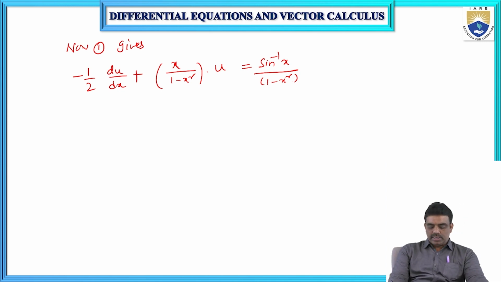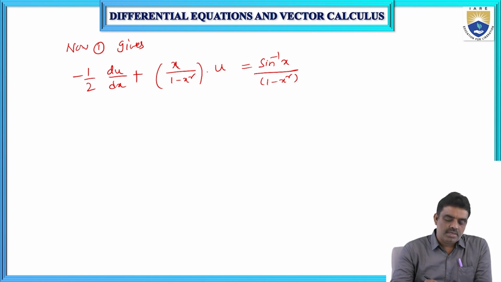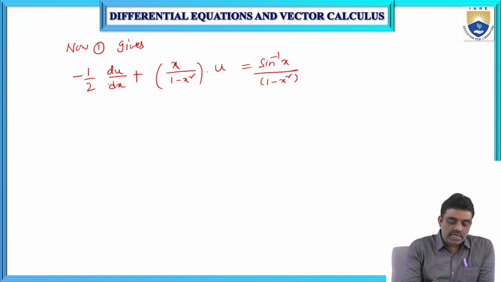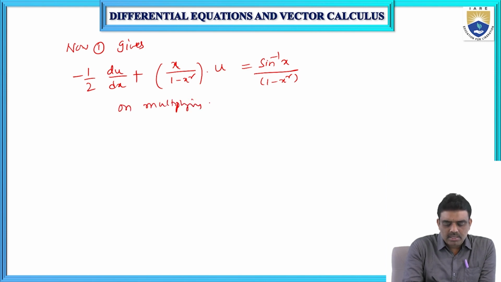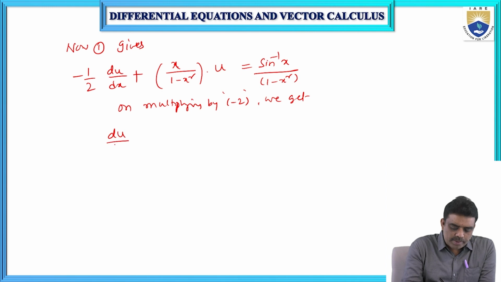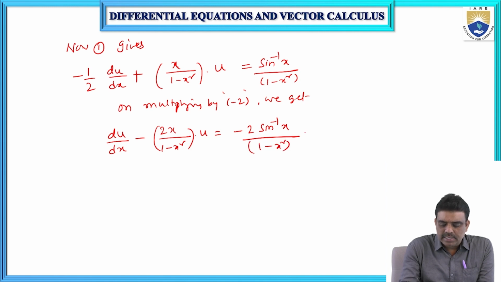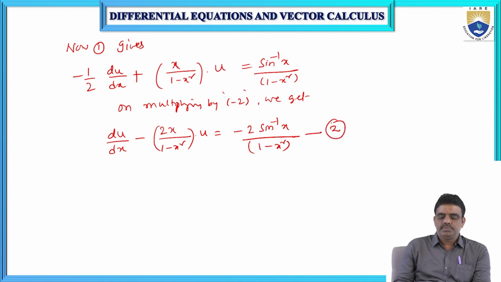Now I am going to reduce the given equation into a linear differential equation of first order in u. So now on multiplying by minus 2, we get du by dx minus 2x by 1 minus x square into u is equal to minus 2 sine inverse x by 1 minus x square. This is called equation number 2.